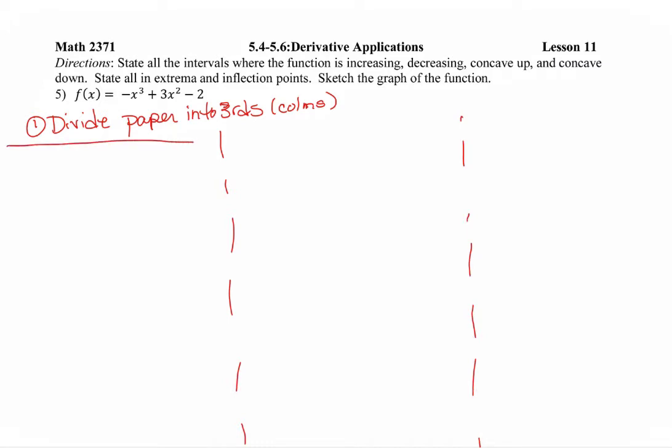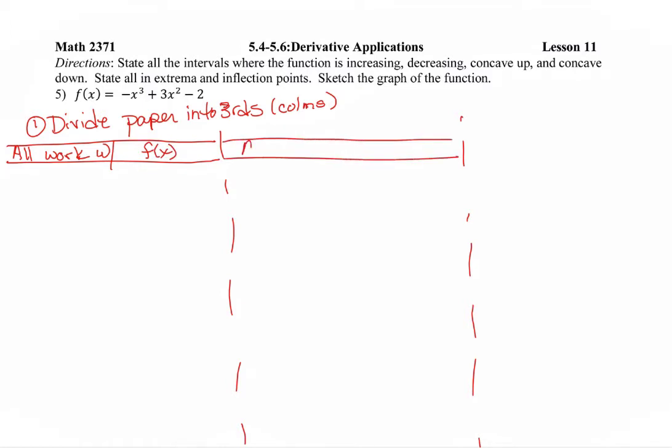Okay, the first column is all work with original, or with f of x. Your second one is all work with f prime of x. And your third one is all work with f double prime of x.